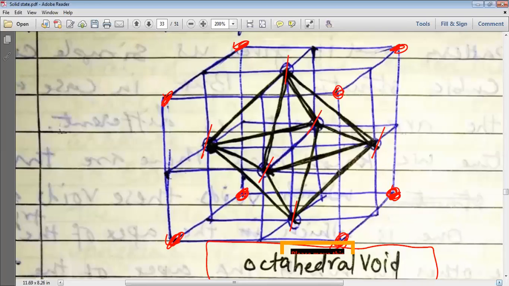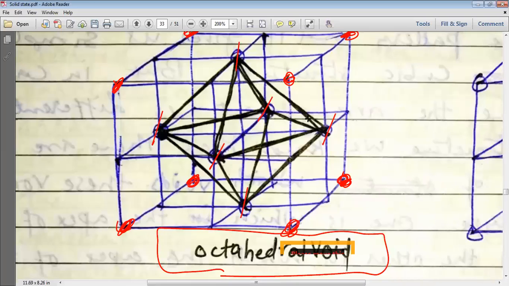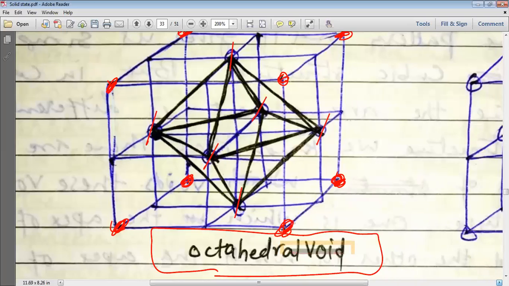बच्चों क्या आपको दिख रही है एक octahedral void exactly inside the face-centered cubic cell? You got to answer. Yes, sir. Okay, wonderful. So one octahedral void, you understood it well.